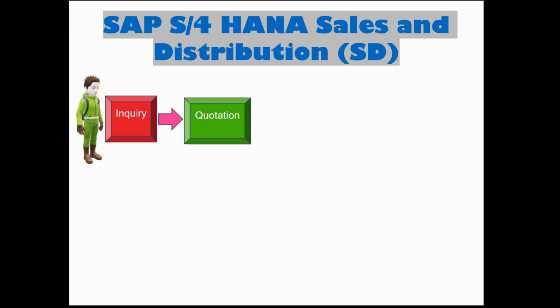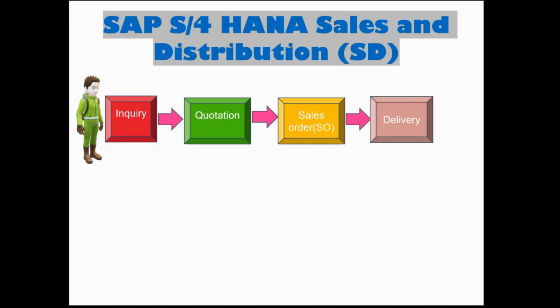But once the quotation is confirmed, the customer says, okay, your quotation is very good, I am happy with it, I want to buy your product. Then the customer will send a purchase order to us. With reference to that purchase order, we create a sales order, SO. Once the sales order is created in our S/4HANA system, then we have to do delivery.